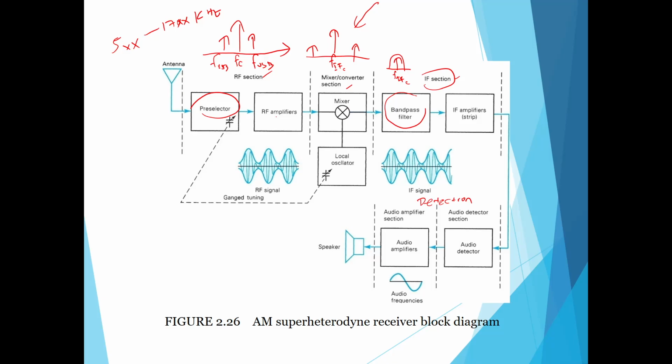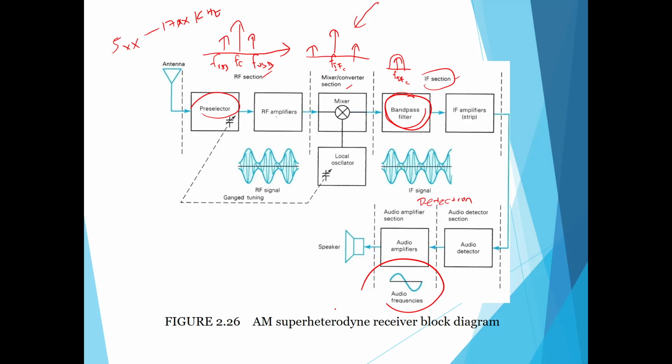So the band pass filter here will only select that single frequency channel so that I can listen to that radio station. And then after that it will do the demodulation process to produce the original output sine wave.